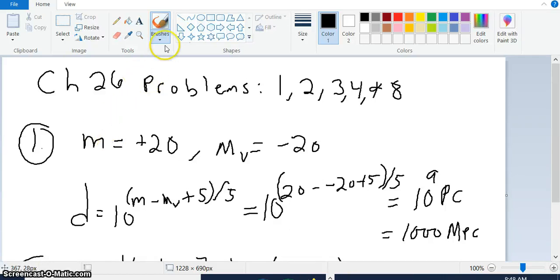All right, so here are the problems that we're going to do for chapter 26. These are the only problems that we're going to do from the chapter review. So number 1, number 2, number 3, 4, and 8. Let's take a look at those.